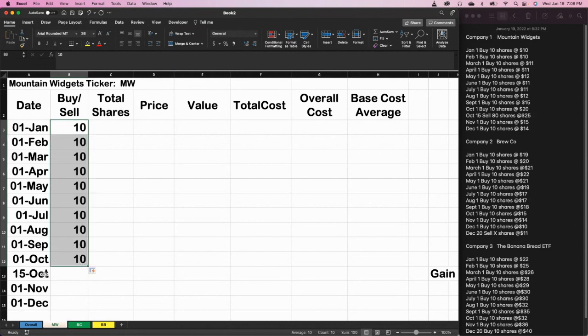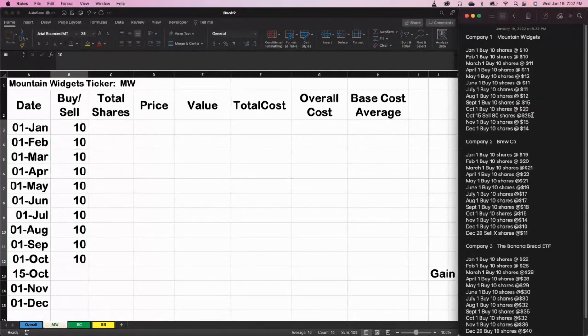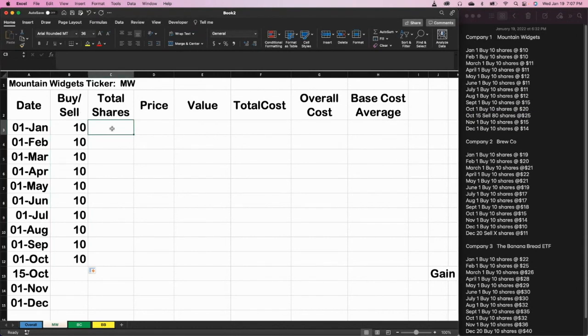We're going to stop here because on October 15th, you'll see we've got a little bit of an event. We've got to sell, so I'll show you how to deal with that first. So total shares, of course, the first month is going to be 10. Our price is also 10, so that's $10. The value is equal simply to the price times your total shares. So its value is $100.